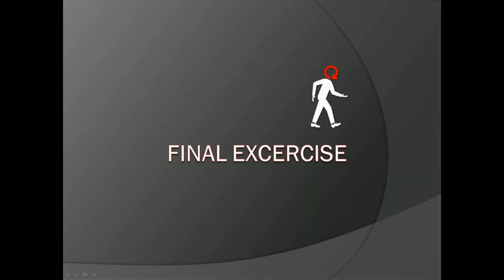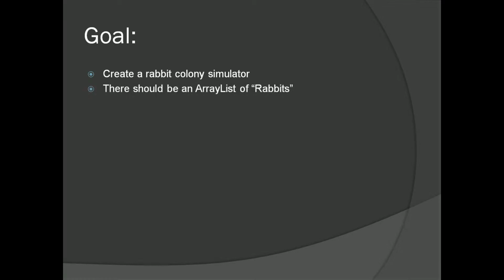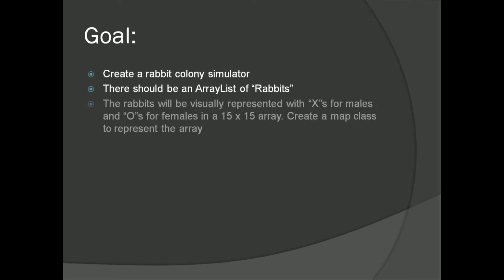Welcome to your final coding exercise. Your goal: create a rabbit colony simulator. You are going to create an array list of rabbits, so you must also create the rabbit class. All rabbits will be visually represented on a map. Use X's to represent males and O's to represent females.